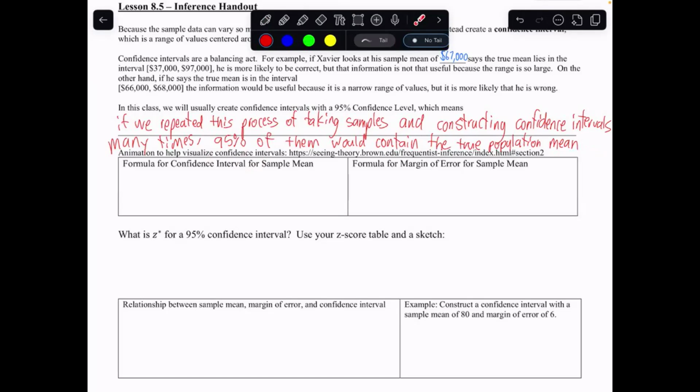In order to understand this, we're going to take a look at a little animation. So give me a second to switch my screens.